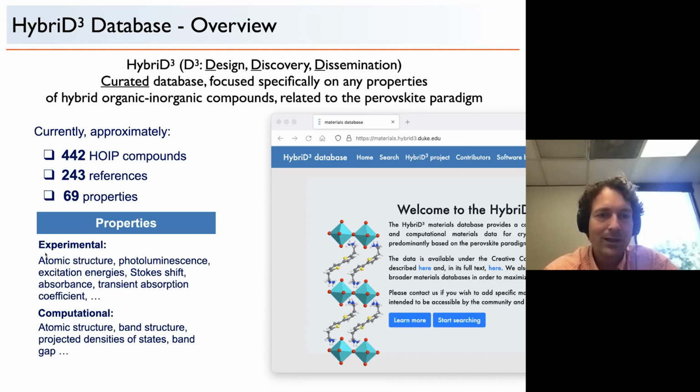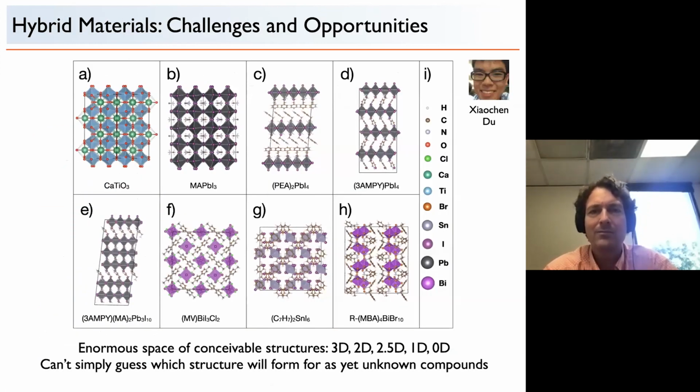More importantly, the experimental properties that we have in there, like atomic structure and photoluminescence in particular, or absorbance, can be quite varied. There are many others. And on the computational side, of course, things like atomic structure, band structure, and so on are the targets. But the real challenges in the field, as you know, rest upon the structural diversity, which are also the opportunities that come from the field.